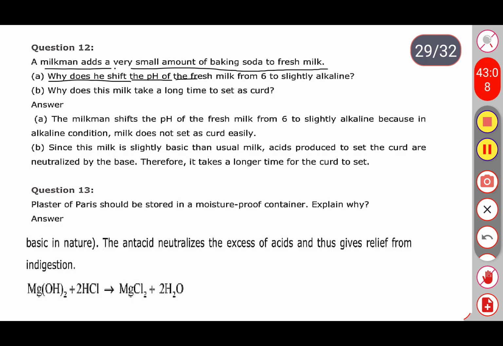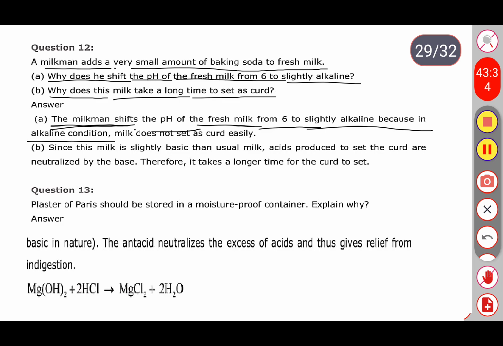The milkman shifted the pH of the fresh milk from 6 to slightly alkali because in alkali condition milk does not set as curd easily. For the second one, since this milk is slightly more basic than usual milk, the acids produced to set the curd are neutralized by the base. Therefore, it takes a longer time for the curd to set. See the next one, 13th question.